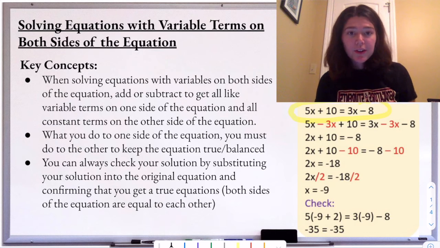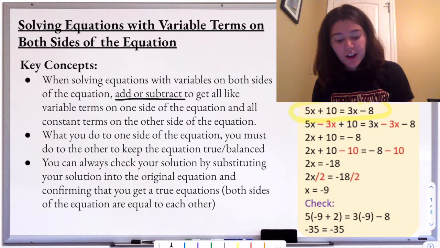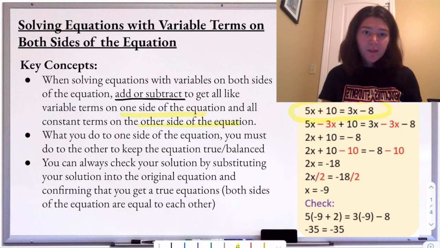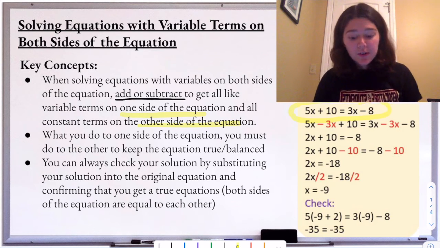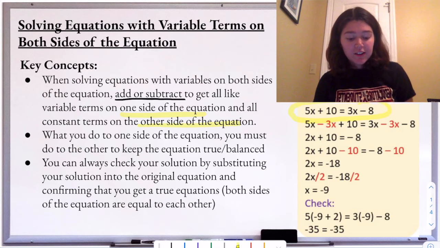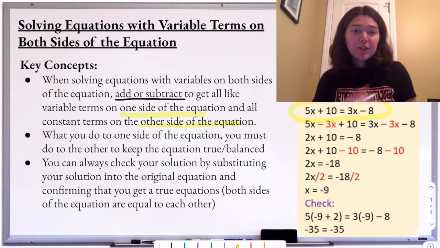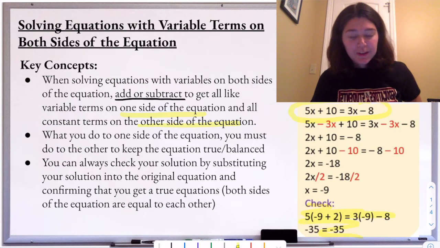And in order to solve equations like this, when we have variables on both sides, we're going to need to add or subtract to get all the variable terms on one side of the equation and then all the constant terms on the other side of the equation. Okay, so that's going to be our strategy. And we want to keep in mind general principles of solving equations. What you do to one side of the equation, you have to do to the other in order to keep it balanced. And we can always check our solution to make sure we're right by substituting the value that we get, our solution, into the original equation, making sure we get a true equation, meaning both sides are equal, as we see happening down here.